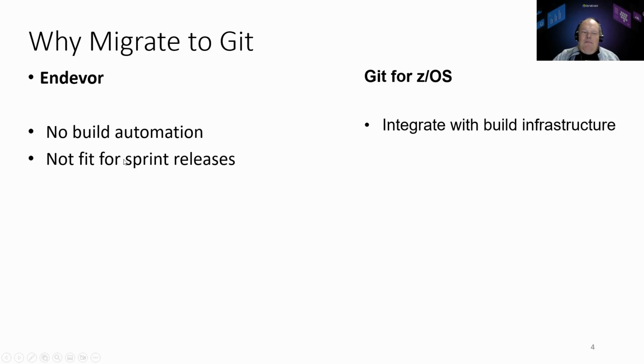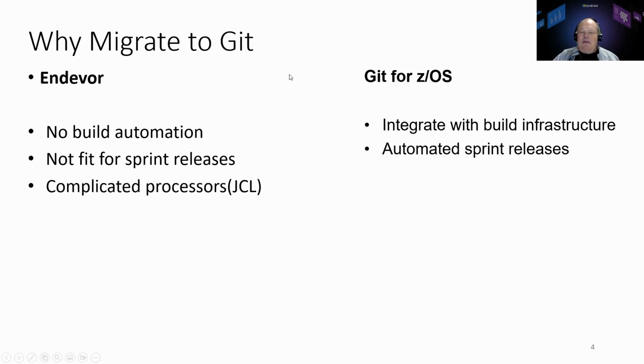Endeavor, we had a hard time fitting it in with our 2-week sprints. Endeavor was more of a re-release product once a year or twice a year type of thing. Not every sprint or every 2 sprints. Git was really easy to automate. We already had it done. Dynatrace was doing it for all the rest of our products.